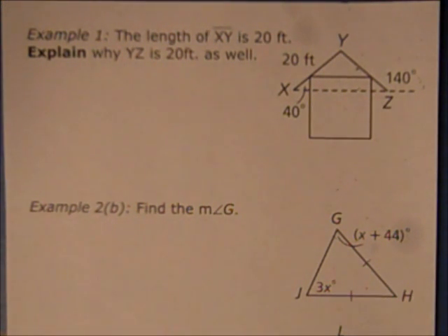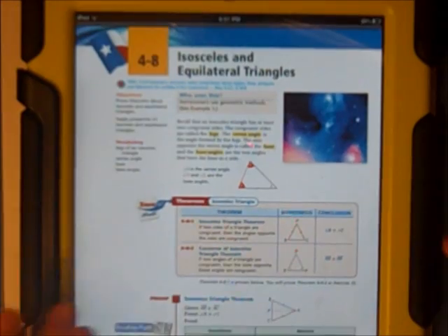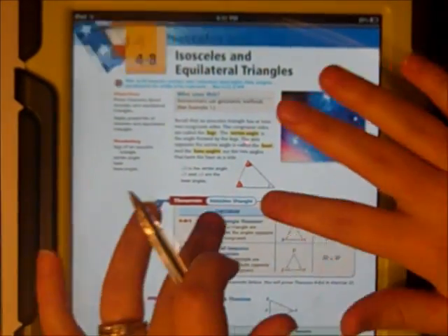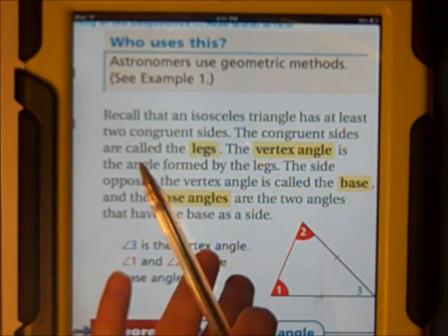This is your video for 4.8. This is the last video for chapter 4, and this is some more specifics on isosceles and equilateral triangles. We talked about them in section 4.1 when we were defining types of triangles, but now we're going to get a little more specific. So on your vocabulary grid, you have all this vocab.